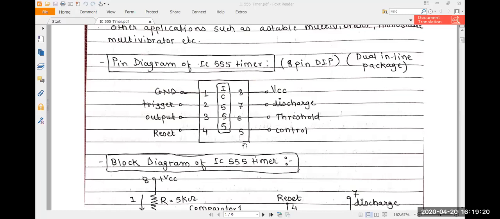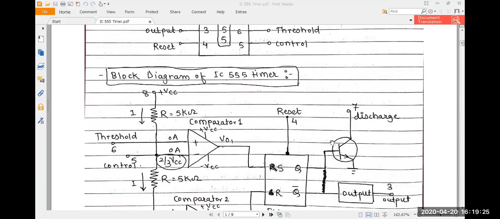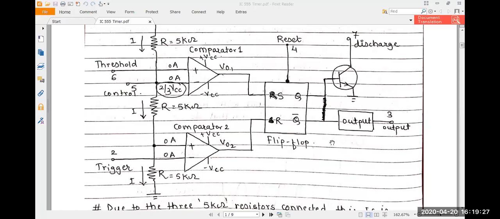Now we'll see the block diagram of the 555 IC. I'll tell you how to read this particular block diagram. First of all, just understand there are just two comparators, one SR flip-flop and one transistor. Only these three central components are there.